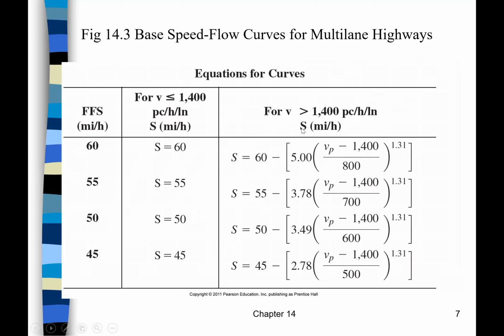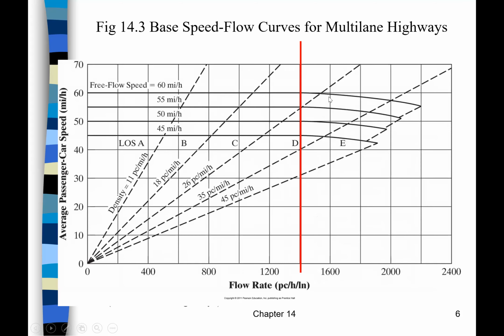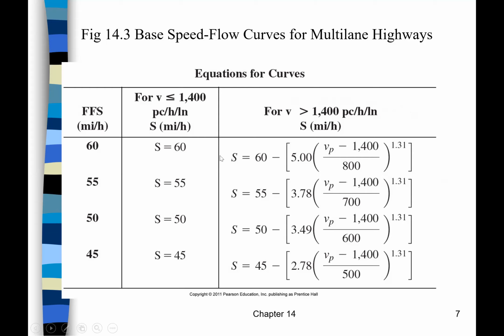Okay. So for flow above 1400 passenger cars per hour per lane, you can use the equation for precise measurement. Right here, this curve is this one. Okay.